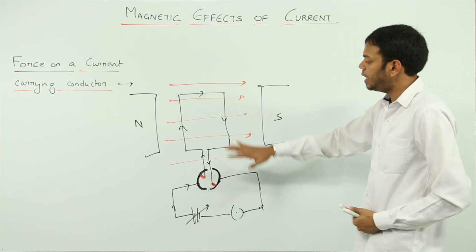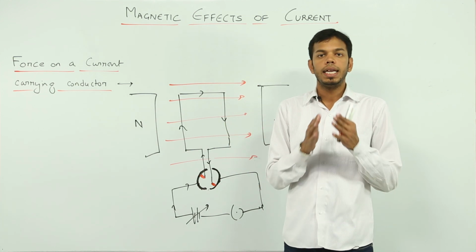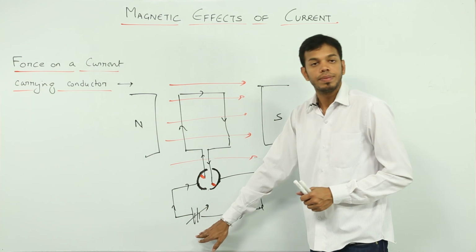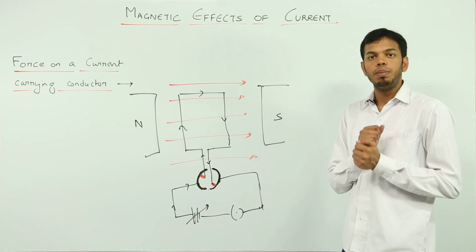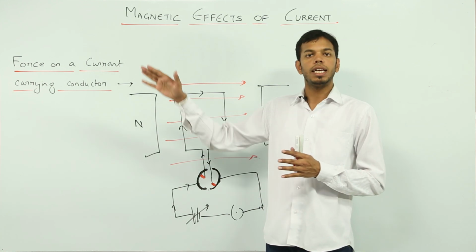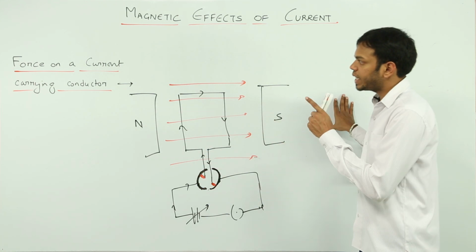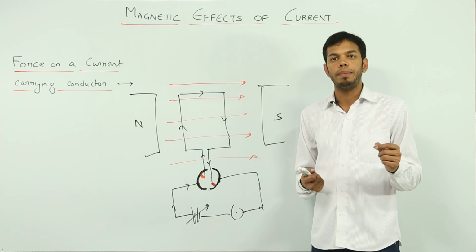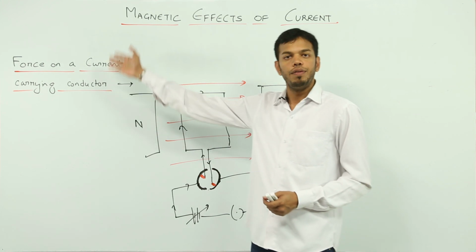So this is the block diagram of a motor. This is a DC motor because we have applied a DC current. Okay, so let's start from the beginning. We started with the fact that a current carrying conductor placed in a magnetic field experiences a force. We changed it.